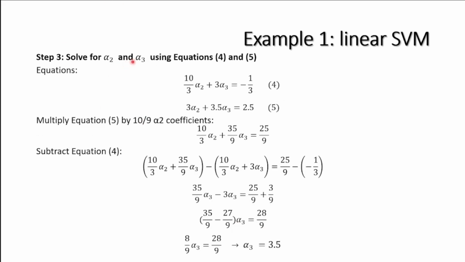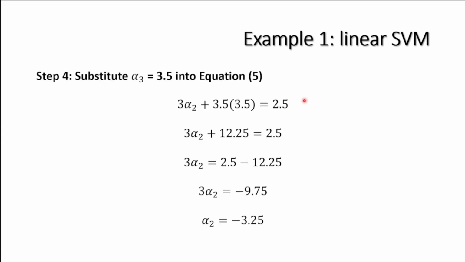Okay, step number 3 is to solve for alpha 2 and alpha 3, using equation number 4 from step number 1 and equation number 5 from step number 2. So we have this, and we multiply equation 5 by 10 over 9. What we have is basically 10 over 3, and then 35 over 9, and so on. Then we subtract 4 by 5. Towards the end, we have alpha 3 is 3.5, after subtracting 4 from 5.